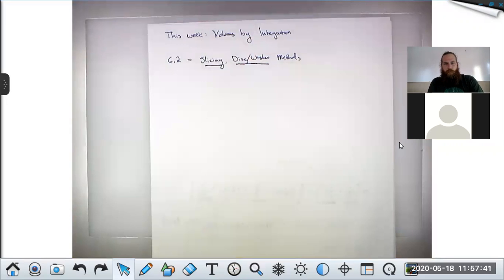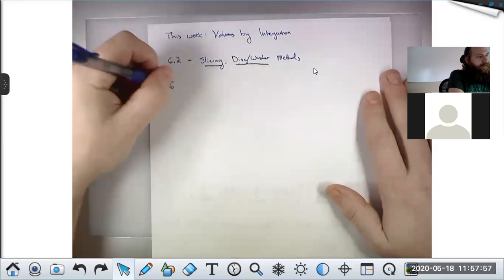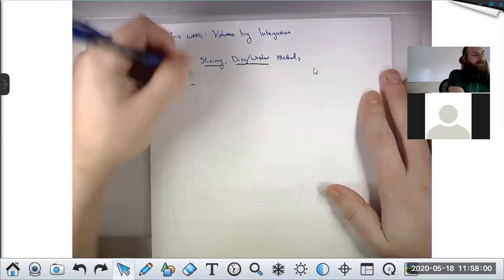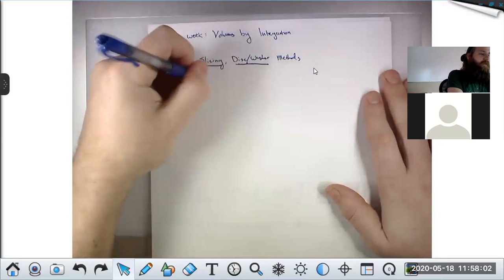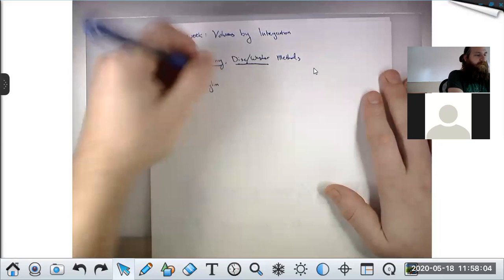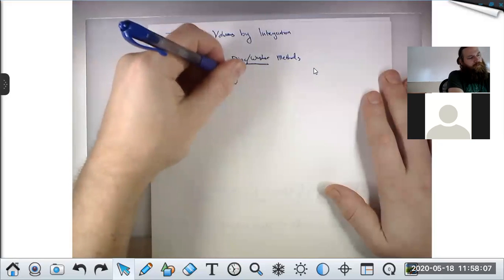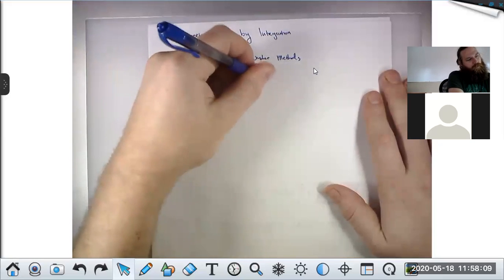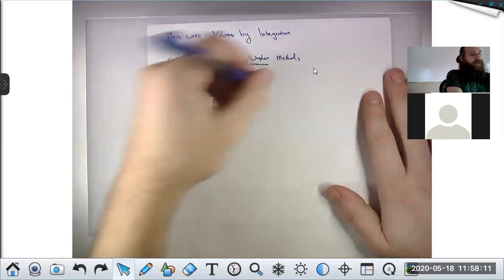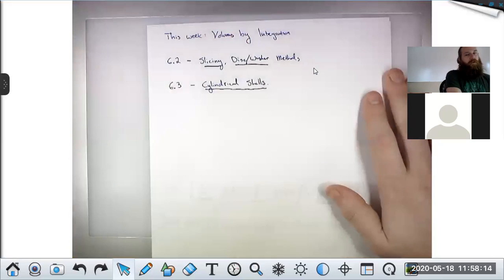And then in 6.3, no, 3 ln x is not the same as ln 3x, but 3 ln x is equal to the ln of x cubed. Yeah, Fernando's correct. 6.3 then, the method that we introduce here is called cylindrical shells. And it's just a single method.